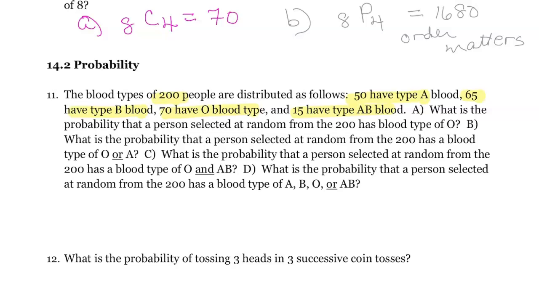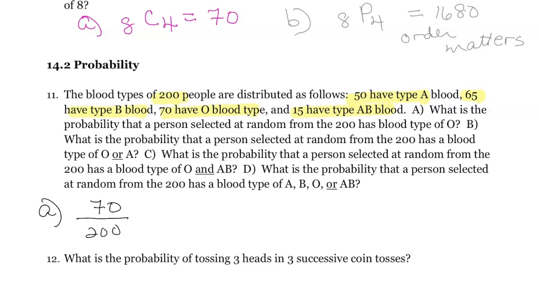Okay, so this is very, very basic. You have 200 people, that's your denominator. The blood type of O is 70. That's my answer. And as I said before, you can reduce that, but I'm not really looking for that.